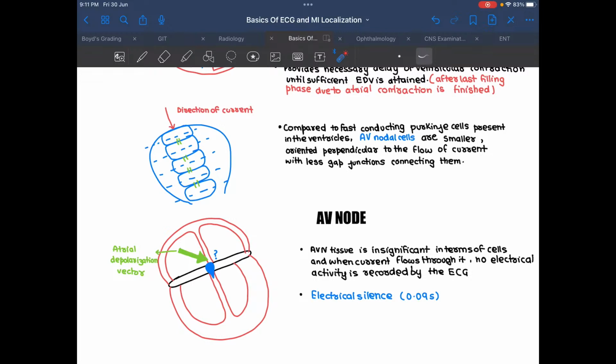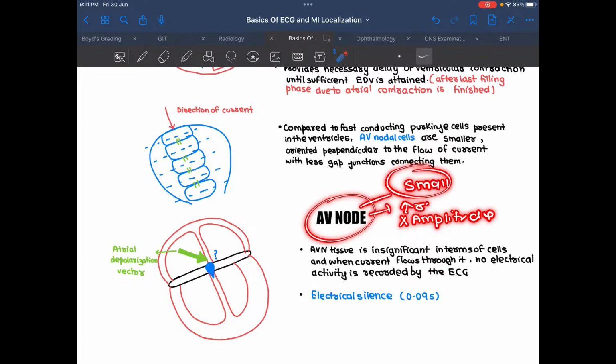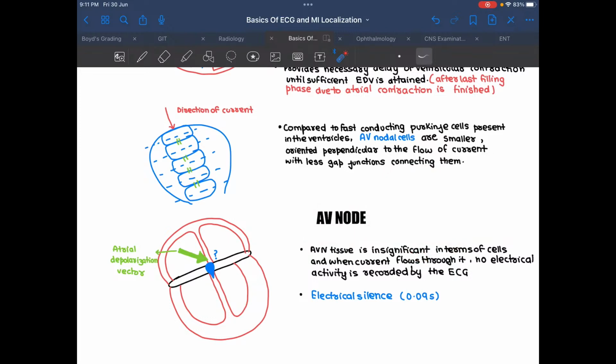So if it is specialized for slow conduction and it doesn't have any amplitude, the thing is, guys, the AV node is a very small tissue. First reason. The second reason is it has high resistance. Why is it high resistance? Because it has fewer gap junctions and its longitudinal axis is perpendicular to the direction of the current, as we saw. And that is the reason why on an ECG strip, AV node activation will not generate any positive or negative wave. There is a flat interval which we are going to study as the PR segment. Okay? So the AV nodal conduction is the electrical silence that we see on an ECG.